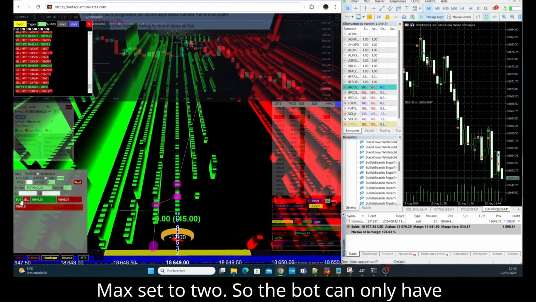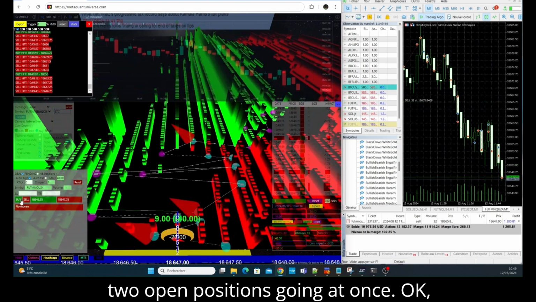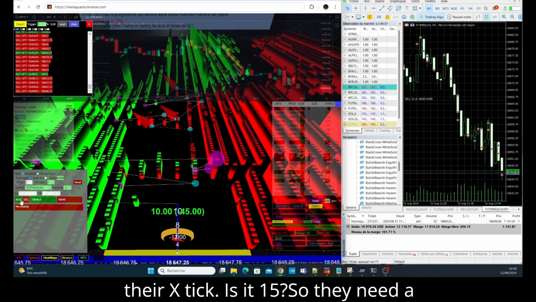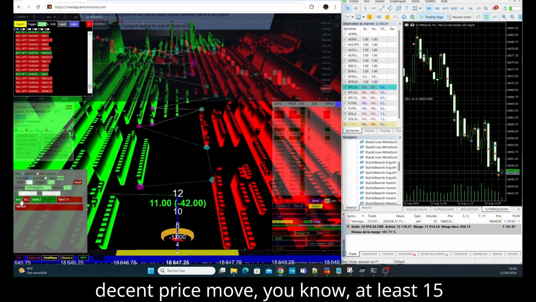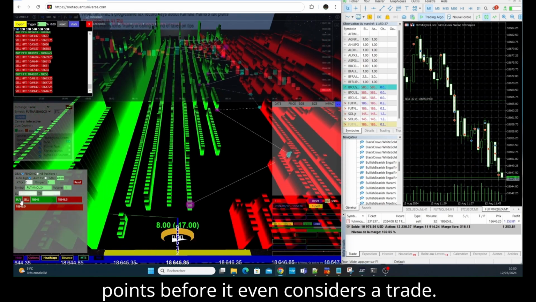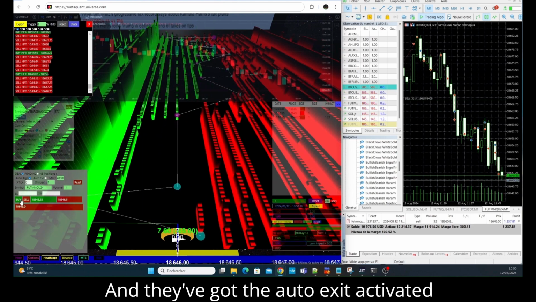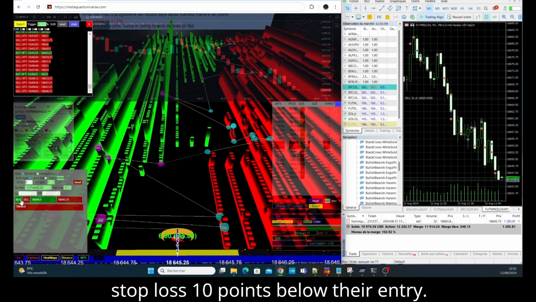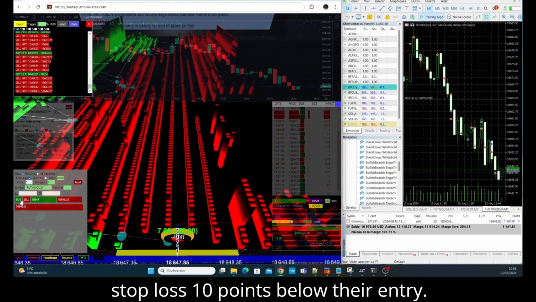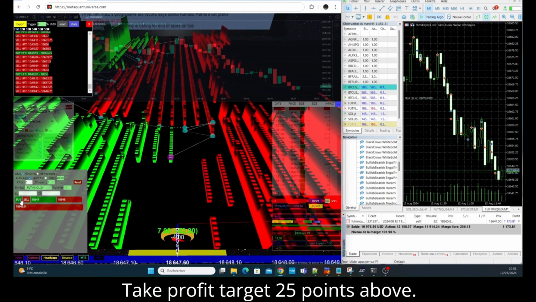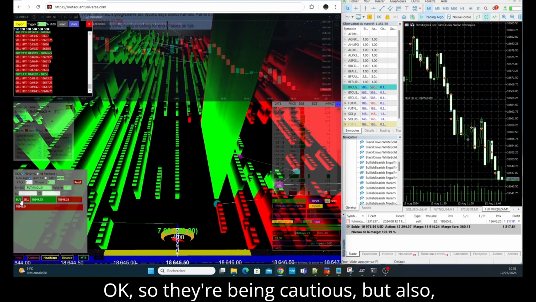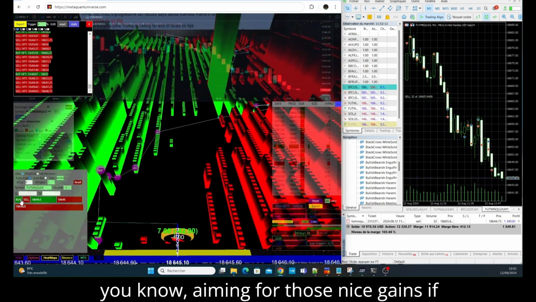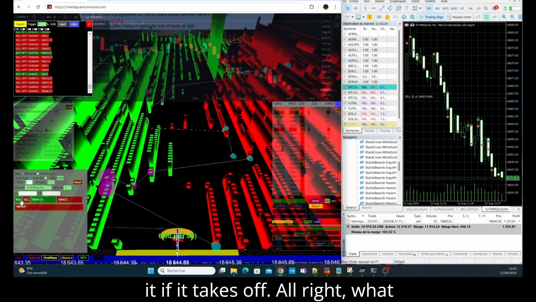They've got their max set to 2, so the bot can only have 2 open positions going at once. Their X tick is at 15, so they need a decent price move, at least 15 points, before it even considers a trade. And they've got the auto exit activated. Stop loss, 10 points below their entry. Take profit target, 25 points above. Okay, so they're being cautious, but also aiming for those nice gains if it takes off. All right, what happens next?